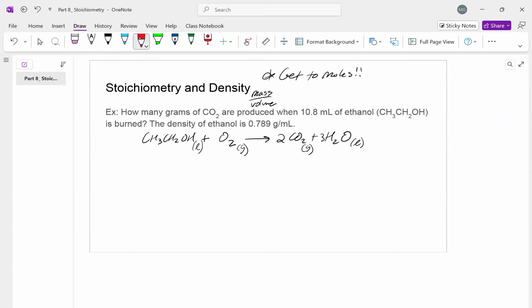So ethanol is going to be our A, and we're going to figure out how much carbon dioxide is present. The central theme is get to moles. Well, what do I need here to get to moles? I don't have concentration. Somehow I've got to get to mass in order to get to moles, and the way I can get to that mass is by using the density if I'm given the volume.